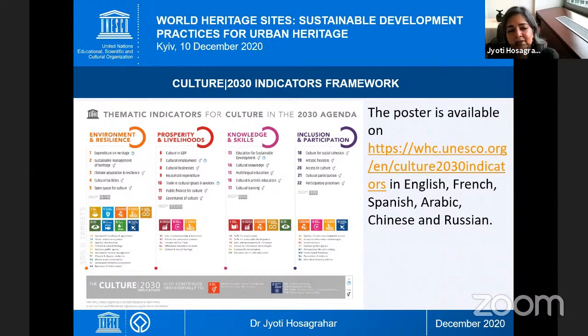So the thematic areas we see are environment and resilience, prosperity and livelihoods, knowledge and skills, and inclusion and participation. Inclusion and participation is more along the social pillar, knowledge and skills is to do with capacity building, and also with traditional knowledge, with knowledge of cultural diversity. Prosperity and livelihoods is more around the economic pillar, and environment and resilience addresses the environment pillar. All of it addresses sustainable development. And you again find all the information on this on the website that's mentioned here.